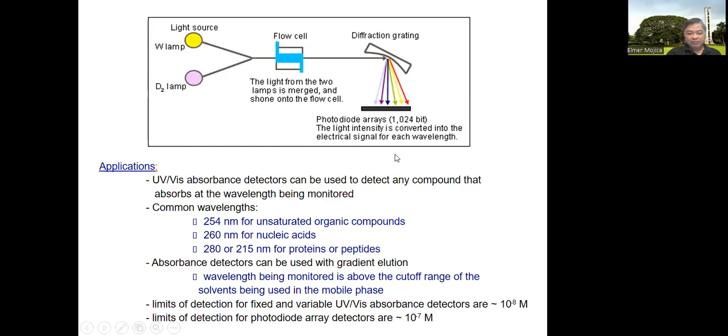So the applications: 254 for unsaturated organic compounds, 260 for nucleic acids, 280 for proteins and peptides, taking advantage of the ring. Now you can use it with gradient elution. So this is one advantage of UV-Vis compared to the RI. But its detection limit is still low.